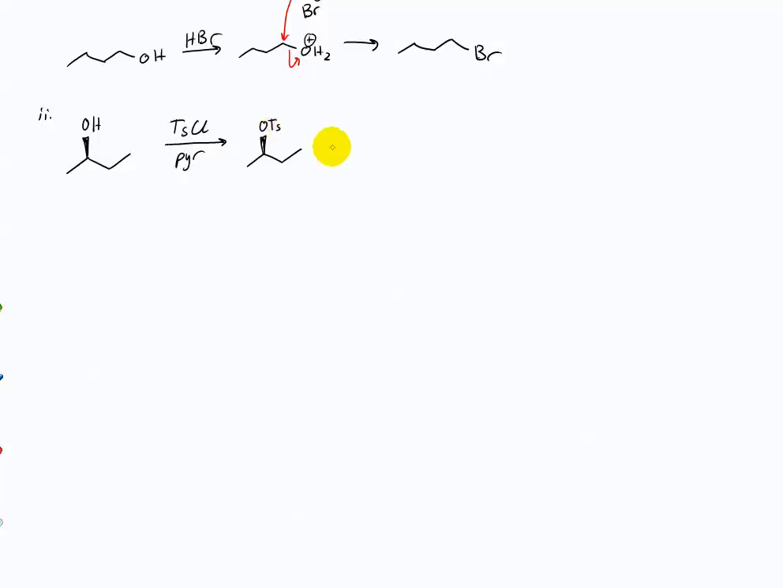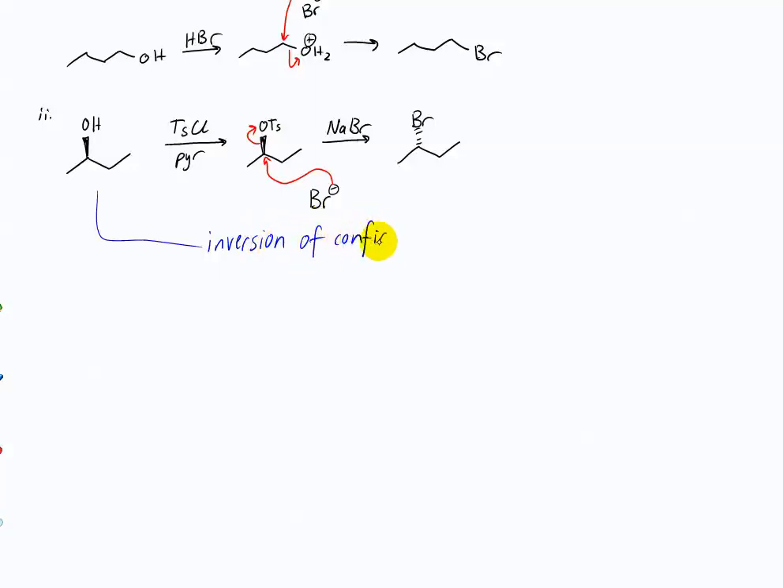So now, let's say you put in a source of bromide, like sodium bromide. You're going to get an SN2 reaction. And so now what happens to the stereochemistry? It's inverted because of the SN2 process. It's always going to come from the other side. Okay. So the overall effect here then is the inversion of configuration. Okay, now we've done that, you've seen that before.